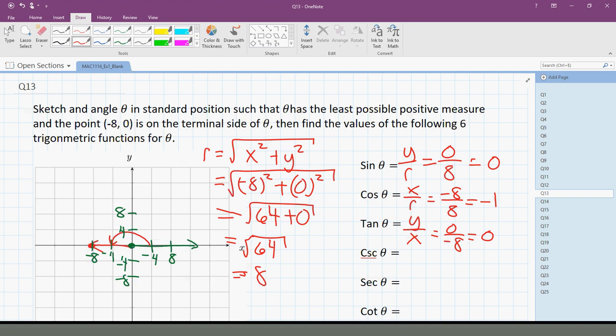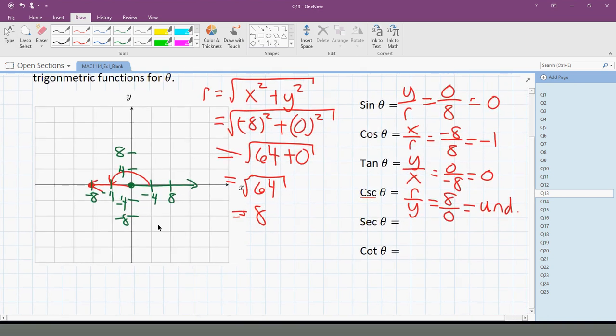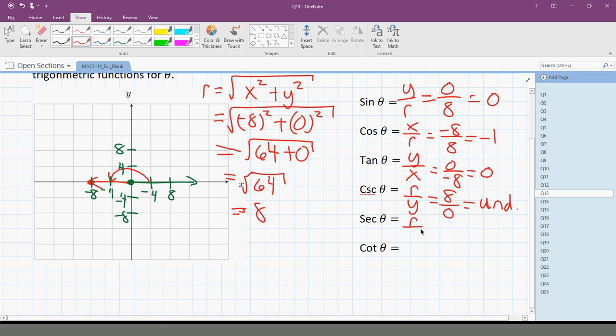Cosecant, who's that just like? It's like sine, but it's the reciprocal. So that's the r over the y. So you put 8 over 0, which gives us undefined. Secant is just like who? Like cosine, but it's the reciprocal. So secant is your r over x, which is 8 over negative 8, which is negative 1. And then finally, cotangent is the reciprocal of tangent. So that gives us negative 8 over 0, which is undefined.